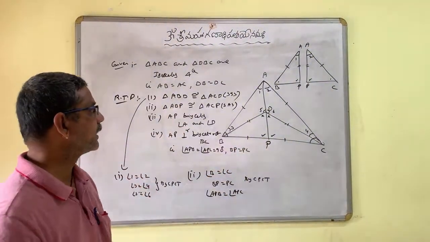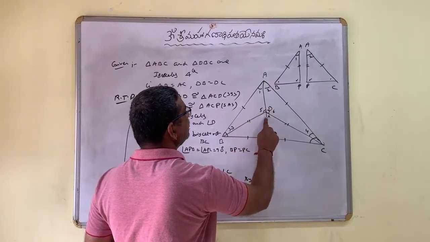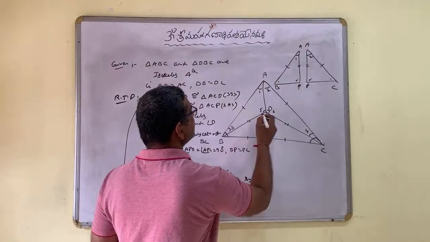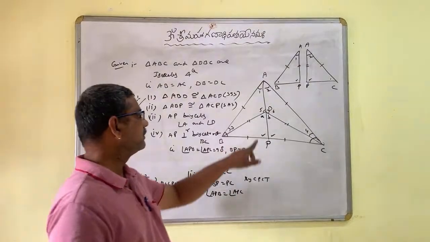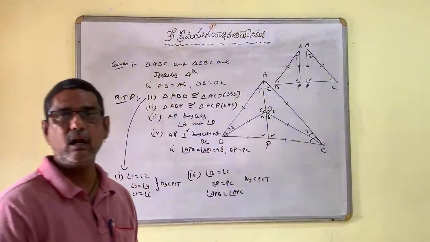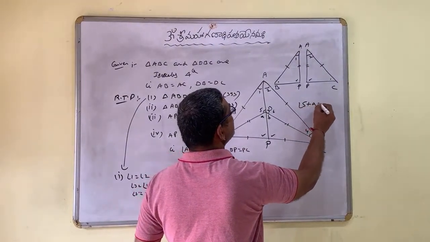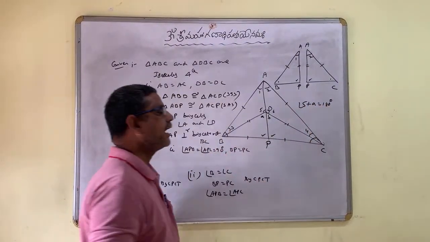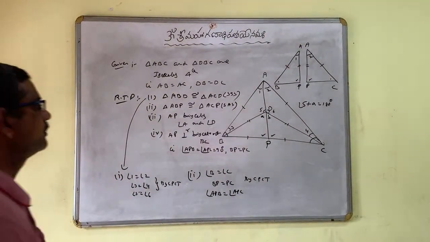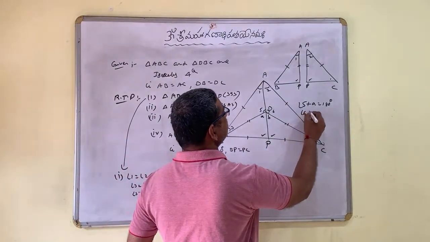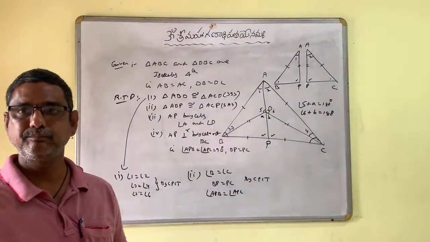How? See here. These two angles are equal. I am naming this small a and this small b. Now, angle phi plus a is 180, linear pair. And angle 6 plus b is also 180, linear pair of angles.